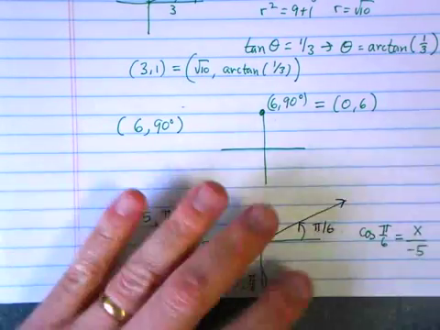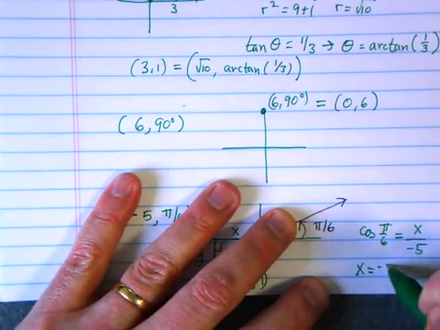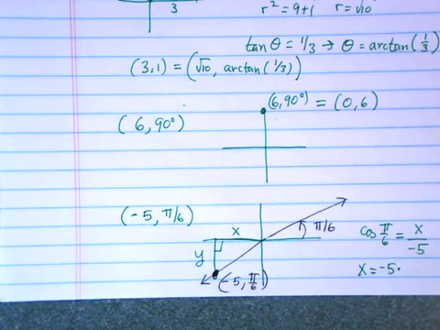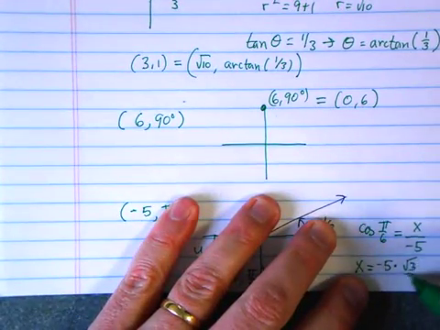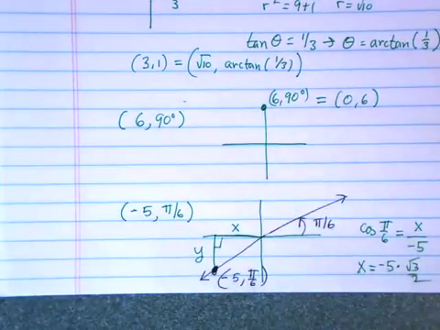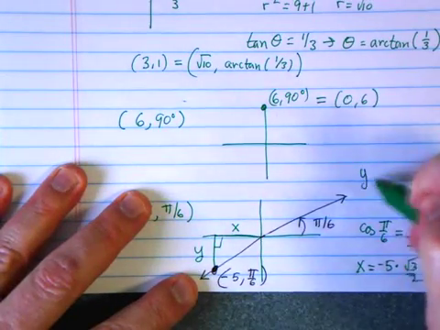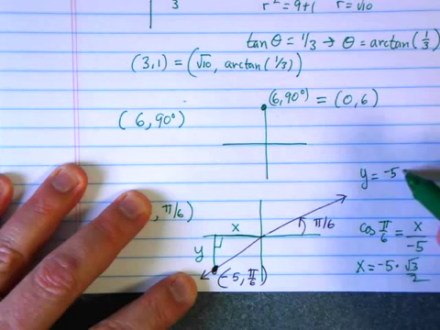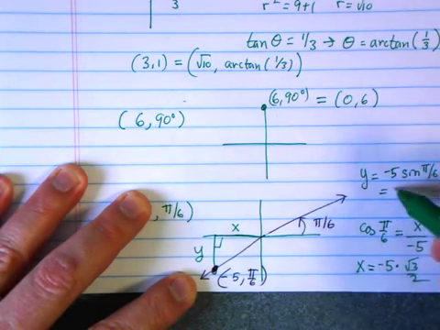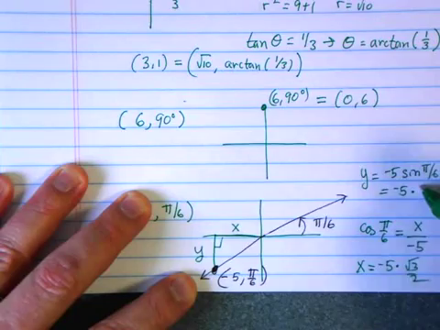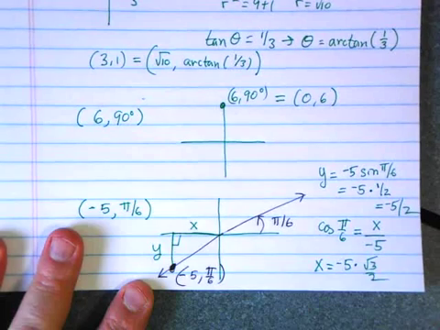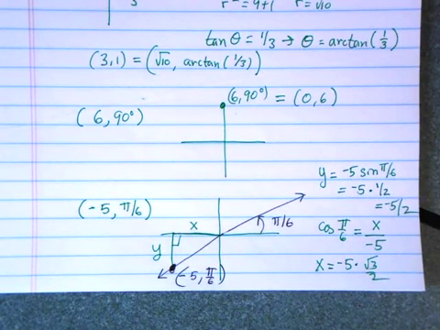So I'm going to multiply both sides by negative 5. So X is negative 5 times, what's the cosine of pi over 6? Root 3 over 2. And then I would do exactly the same thing with Y. And what's going to be the only difference when I use Y? I'm not going to have cosine, I'm going to have sine. So Y is going to be negative 5 times the sine of pi over 6. And the sine of pi over 6 is 1/2, so that's negative 5/2. Questions on that?